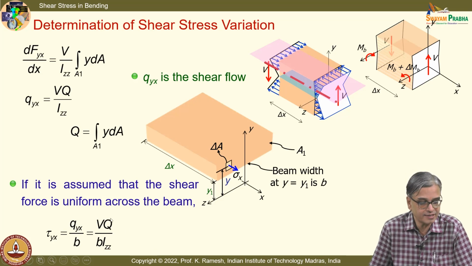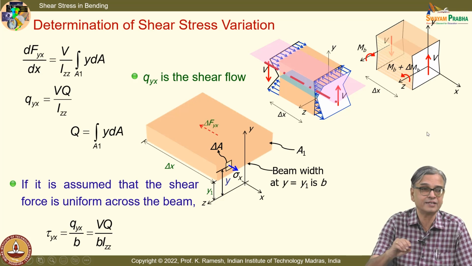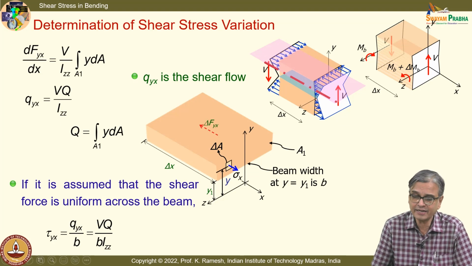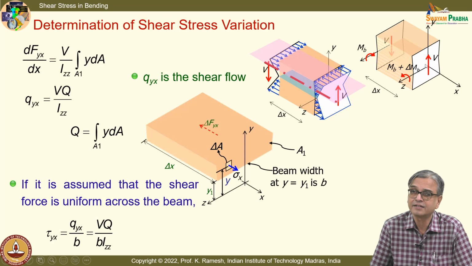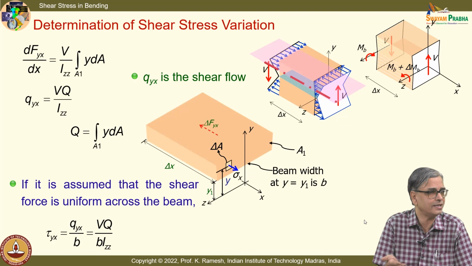And you should understand what the symbolism is. Q is integral A1 y dA. Suppose I want to find out the variation of shear stress over the depth of the cross section, I must find out for a generic cross section, write the expression and integrate it for the entire cross section. For each cross section I should find out what is Q. Suppose I am able to have a simple cross section, then if I write for a generic cross section, that itself can be extended to give you what happens in the complete cross section.